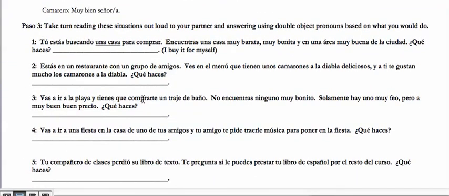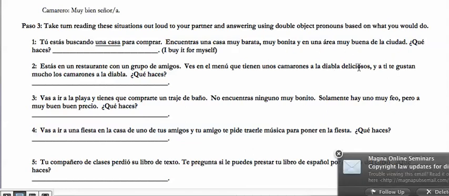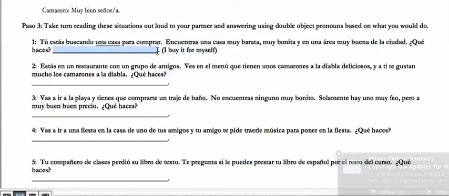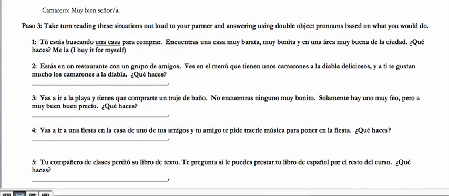For paso tres, tú estás buscando una casa para comprar. These are situations, okay? Tú estás buscando una casa para comprar. Encuentras una casa muy barata, muy bonita y en un área muy buena de la ciudad. ¿Qué haces? What are you going to do in that situation? Well, I'm going to buy it for myself, okay? Me la compro. Say these out loud to yourself so that it starts making sense to put them first.